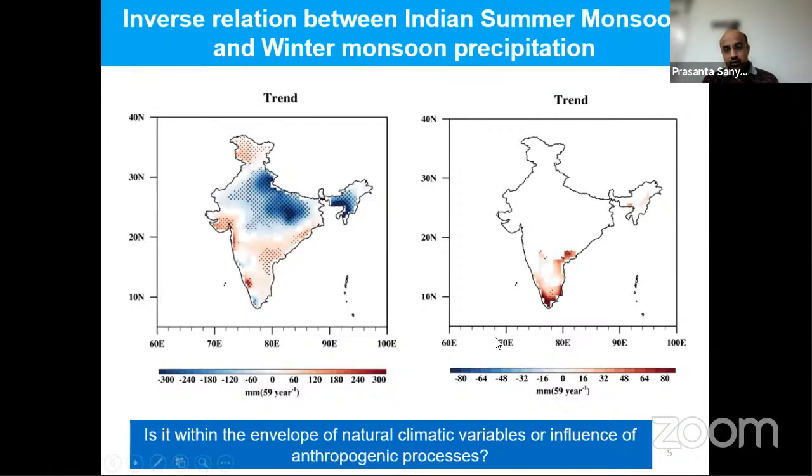So in this talk, I'm going to show when this inverse relation started. These are from the instrumental records, but if you want to go back in time, you need to rely on proxies. So in today's talk, I'll be discussing how we have reconstructed past rainfall variation for the winter monsoon as well as for the Indian summer monsoon. And we'll try to see whether this inverse relationship is the result of natural climatic variables or the impact of anthropogenic processes.